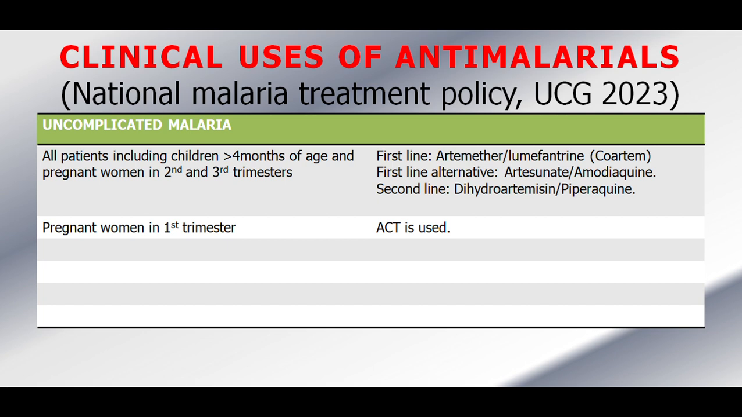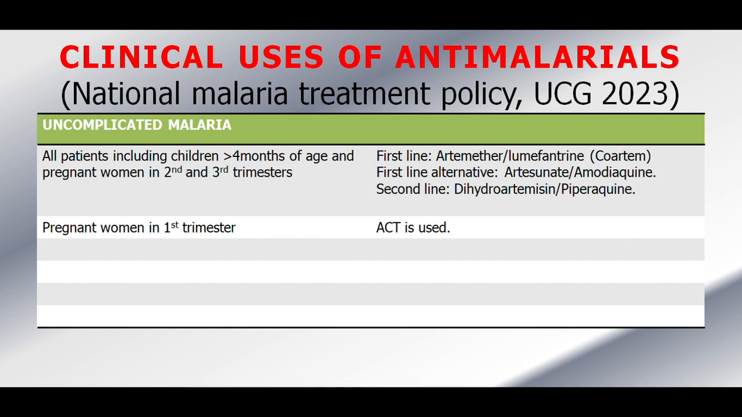And let us proceed and we look at clinical uses of antimalarials. How do you use them, especially within the Uganda health setting? Now, this clinical usage is based on the National Malaria Treatment Policy, then in the UCG 2023. So when you have uncomplicated malaria in all patients, including children more than 4 months of age and pregnant women in second and third trimester, the first line treatment is artemether and lumefantrine, what is commonly known as Coartem.